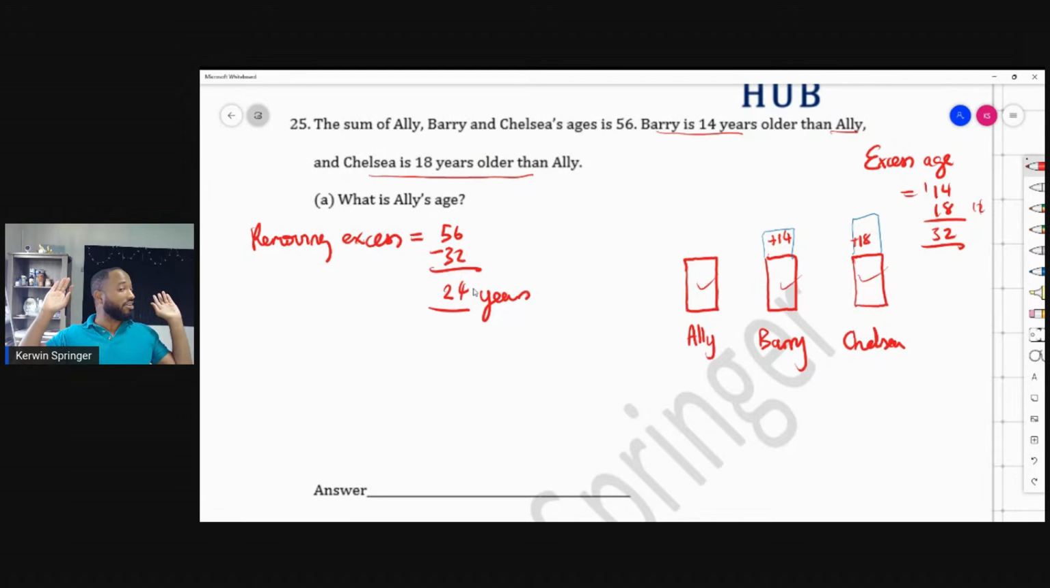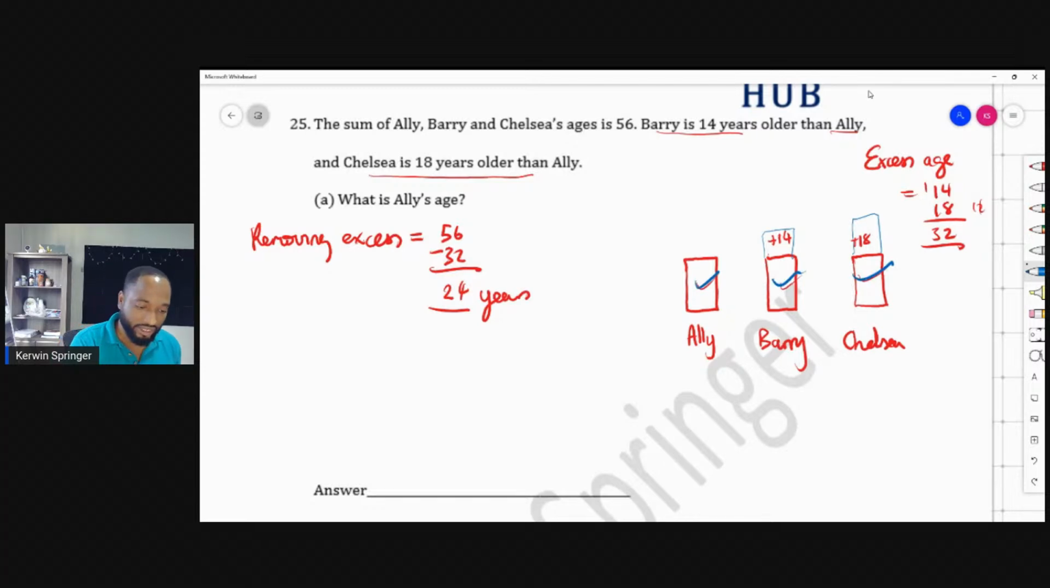Once you start to understand unequal sharing, you're ready for them. You're excited to see this question. So Barry's 14 years older. Let's get rid of that 18 years older. Remove that excess. So now, in effect, it's like if we have 3 ages, 3 Alis. You all seeing that? It's like we have 3 Alis, Ali, Ali, Ali.